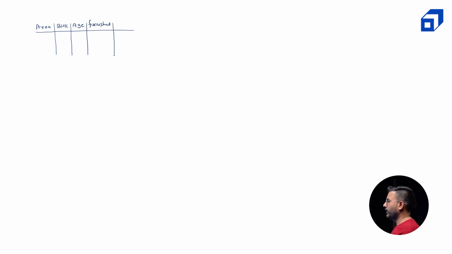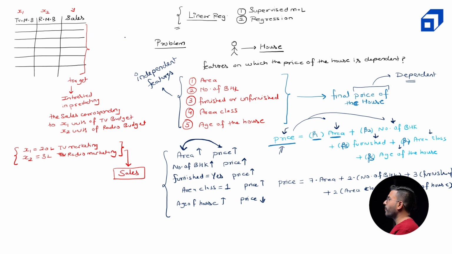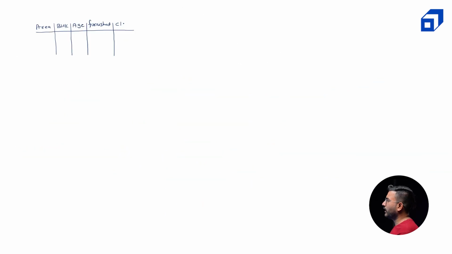Then we have, let's say, the age of the house, the class of the house, and finally, the price of the house. Now, this is my historical data.